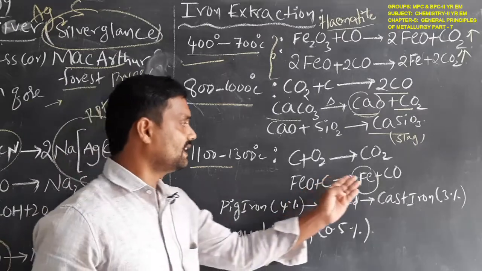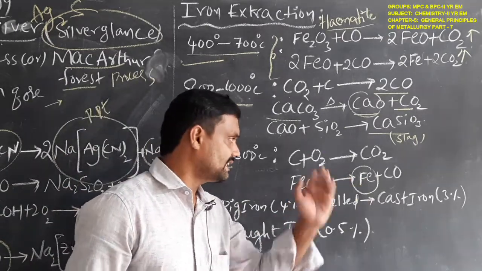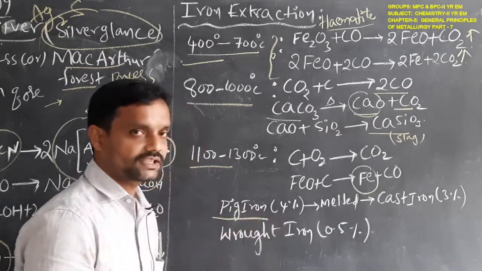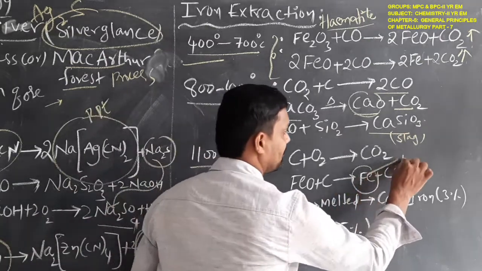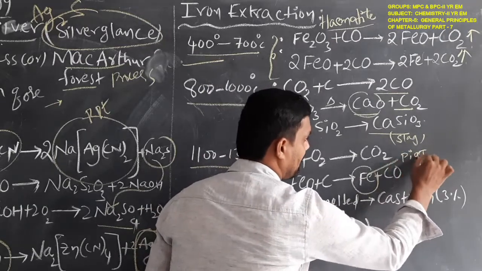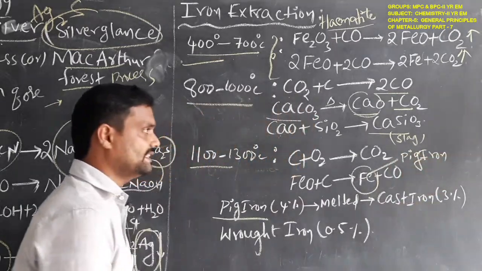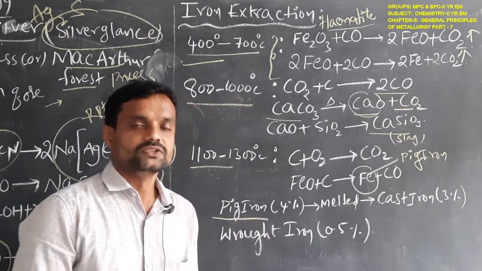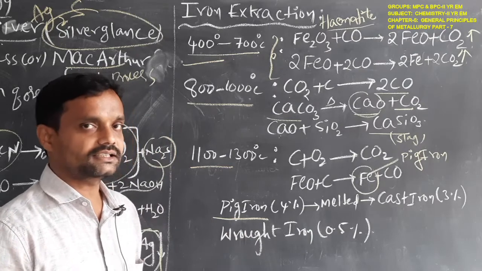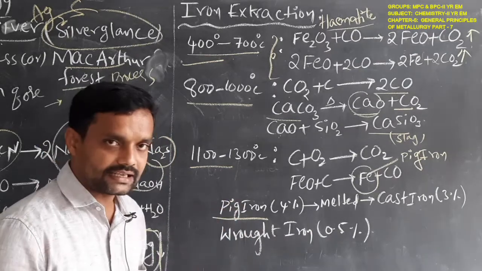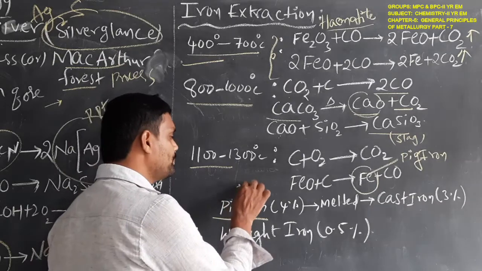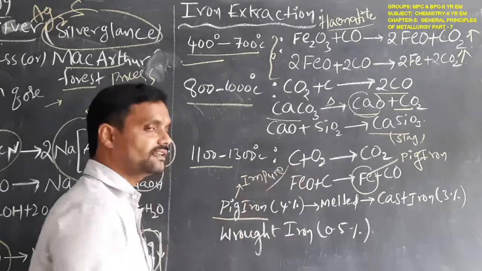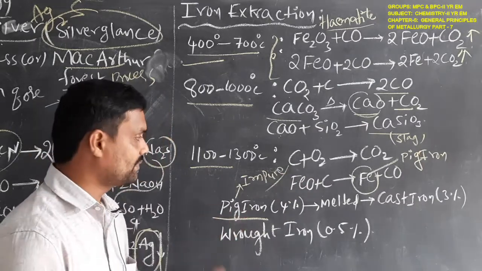So finally we get the iron. Here, the iron obtained is called pig iron. Okay students, this iron is called pig iron. Pig iron means it has 4% carbon content. So iron containing 4% carbon is called pig iron. It is a very impure form of iron.